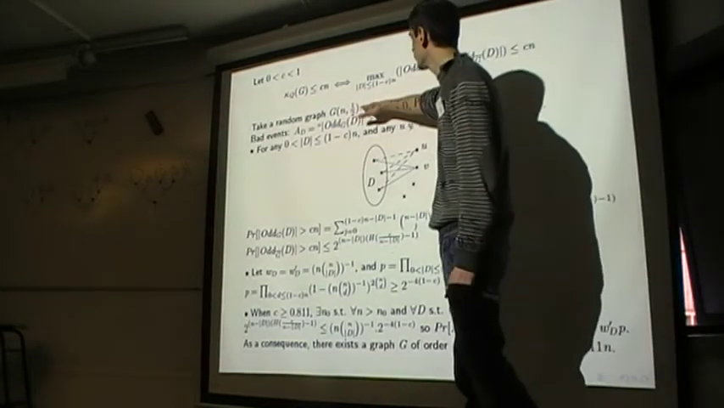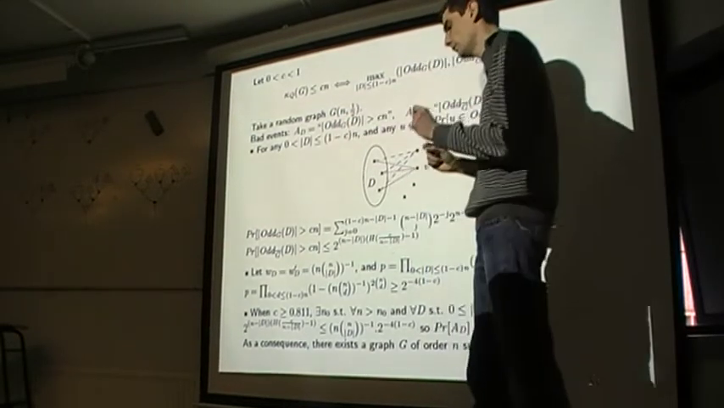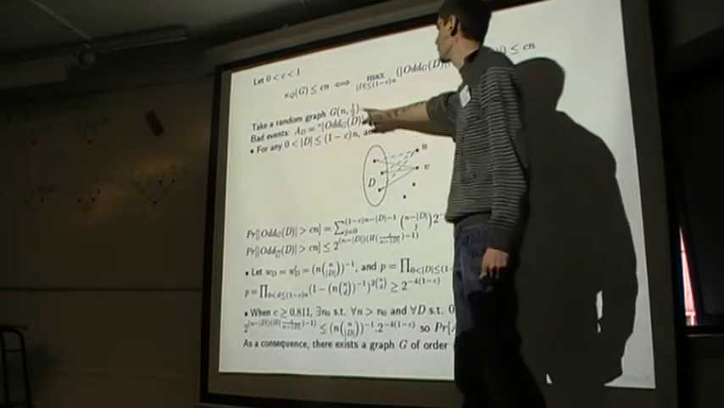So we take a random graph. Here it means that we take a graph with n vertices, and where for every pair of vertices there is an edge with probability 1/2.